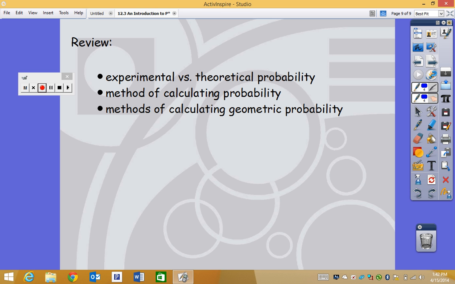So to review, we need to know the difference between experimental and theoretical probability, the methods of calculating probability, and the methods of calculating geometric probability.